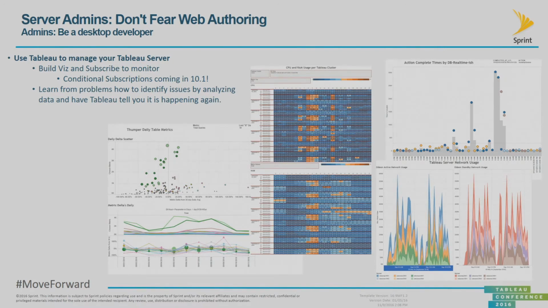Make the visualization, hit into the data, and subscribe to it. 10.1, they just came out with conditional subscriptions. So you can have it email you when something happens. Learn from your mistakes. Something happens, go back into your data, see what the data was telling you before it happened, and then set up a viz to tell you when those same criteria happen again. Subscribe to it. I get probably about 30 emails a day from my server just in subscriptions to keep me track of things.